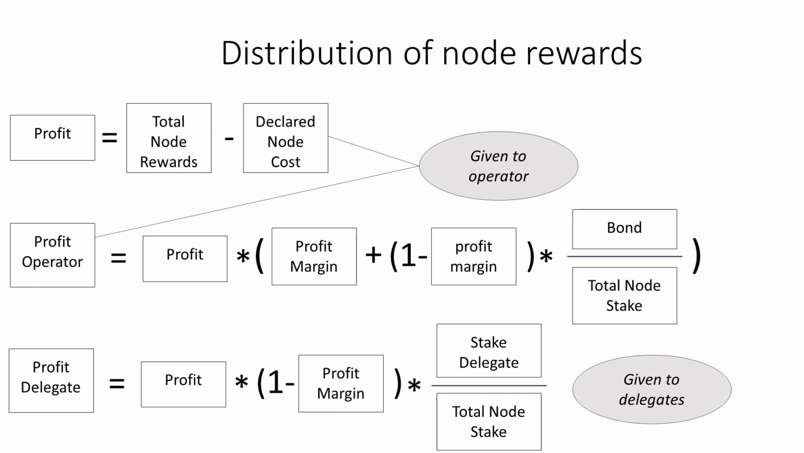A node may not maximize the possible rewards. If you have low performance, you don't maximize. If you have low reputation, you don't maximize. And if you have low bonds, you also don't maximize. Okay.